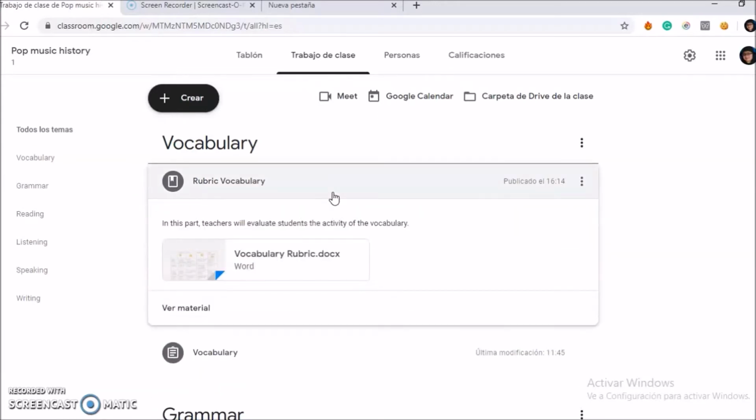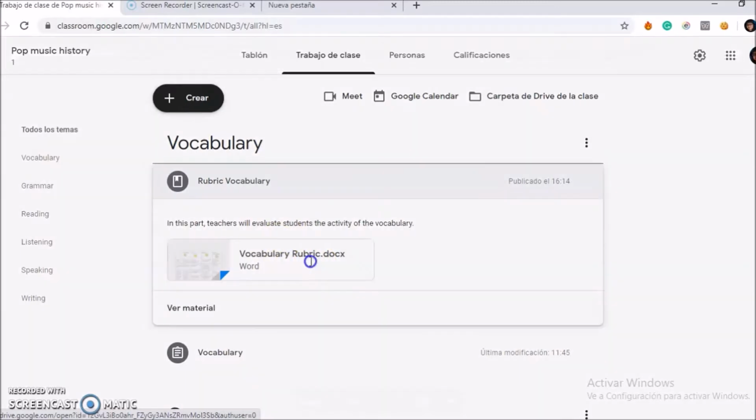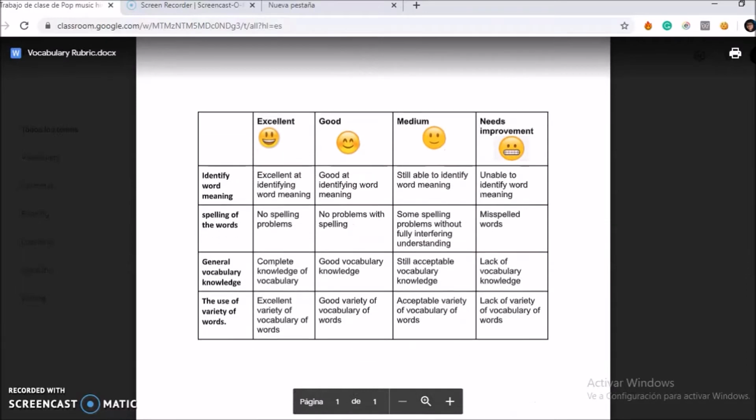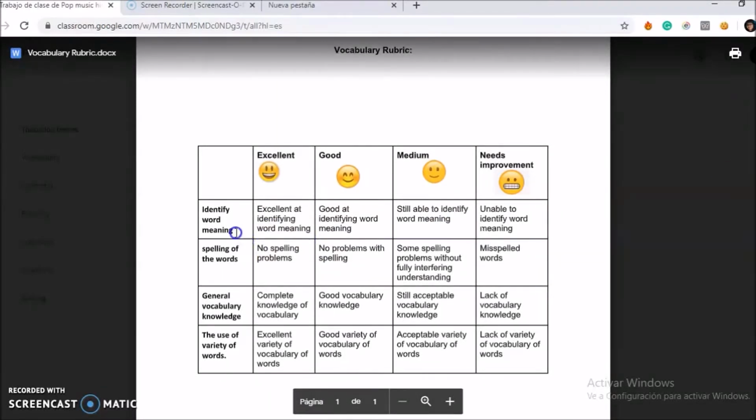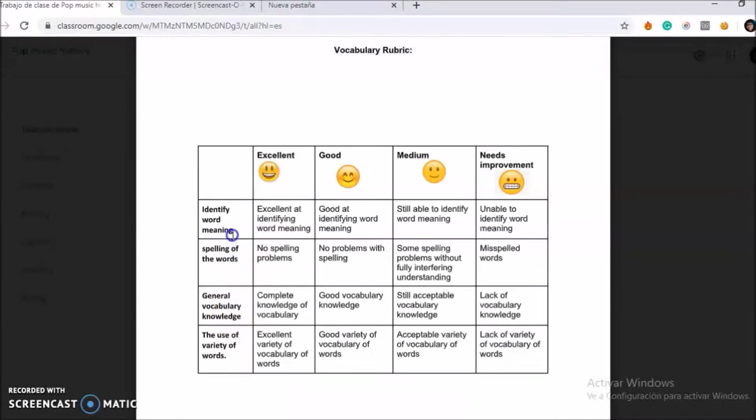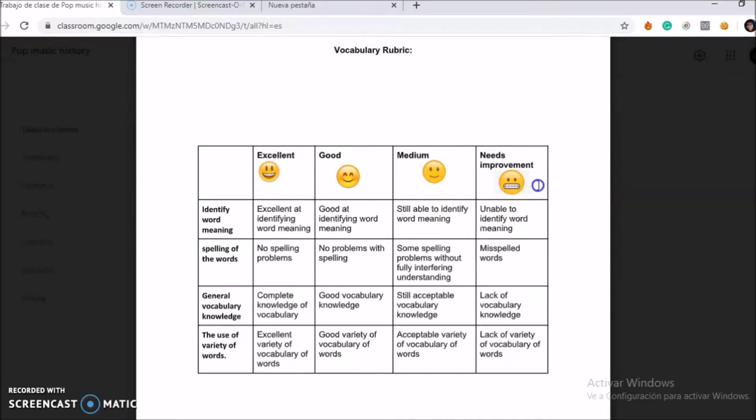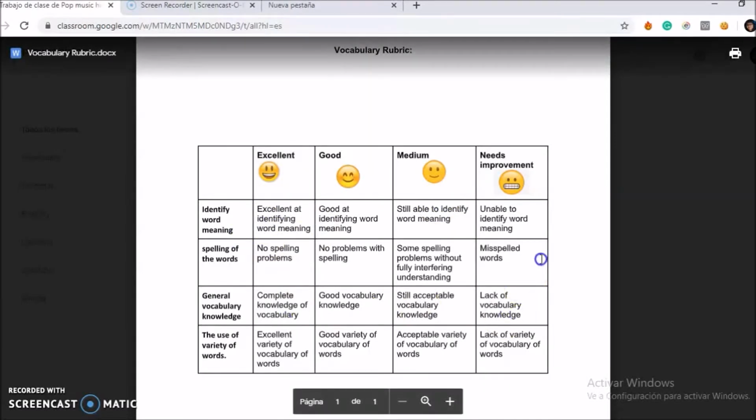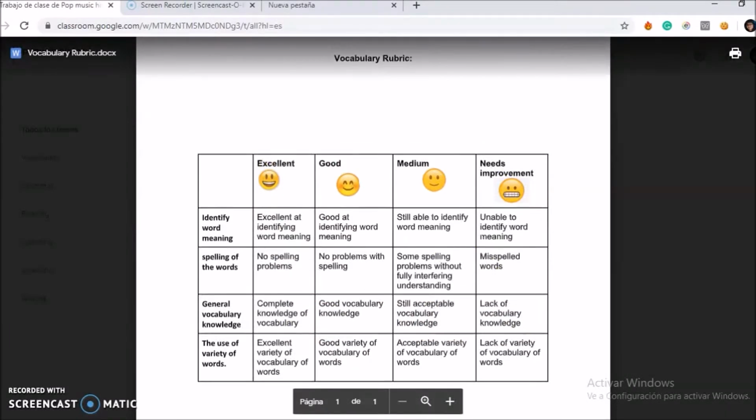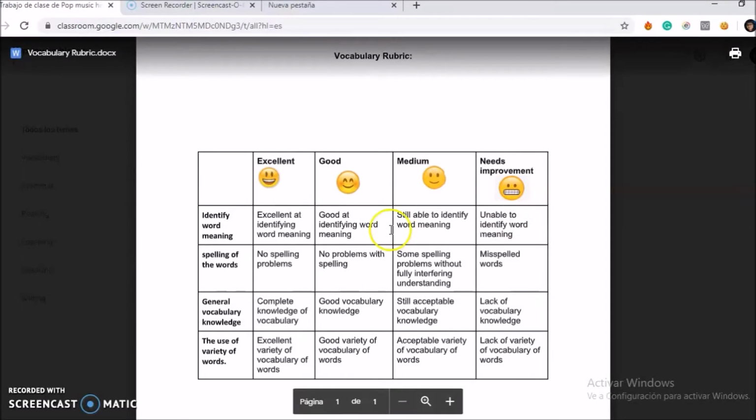the rubric. In this part, we'll evaluate the activity of the vocabulary. So this is the rubric. There are 4 items: first is identify word meaning, second spelling of the words, third vocabulary knowledge, fourth the use of variety of words. We evaluate with excellent, good, medium, and needs improvement. There is a description of each item, so it is very useful for us.